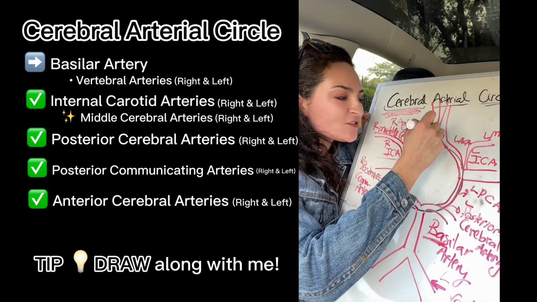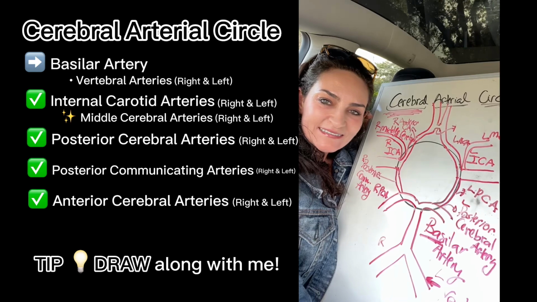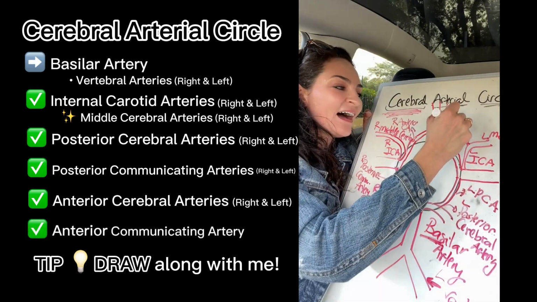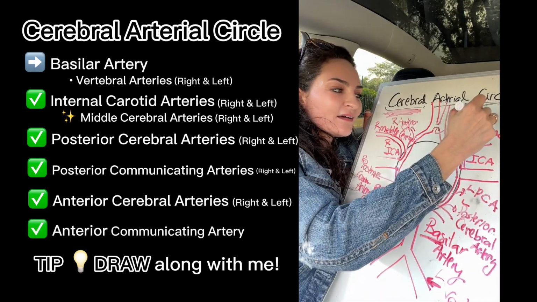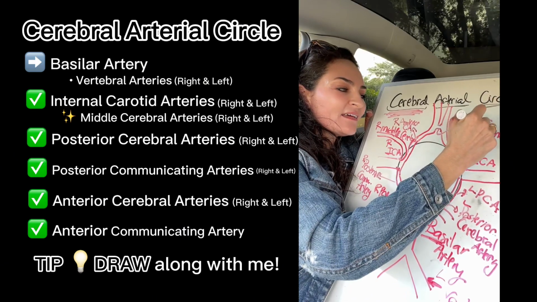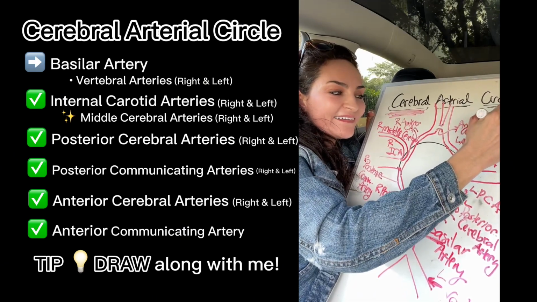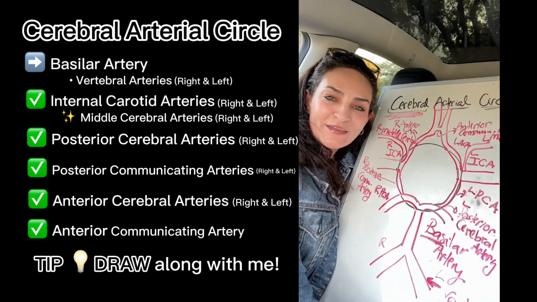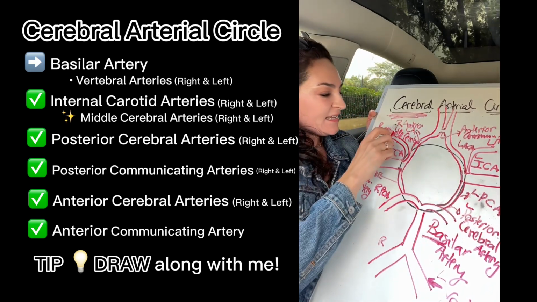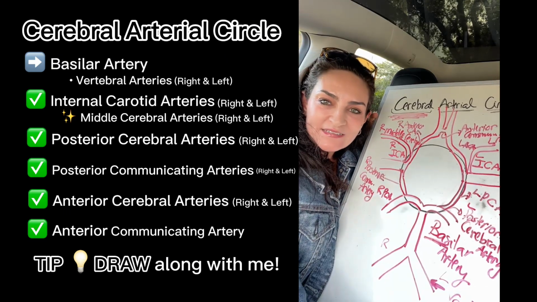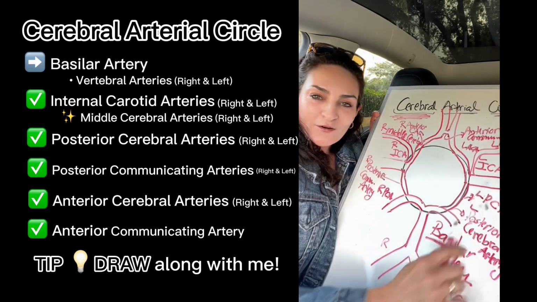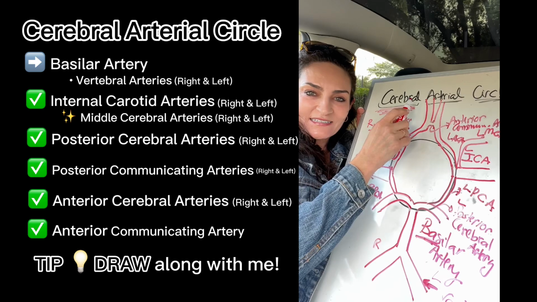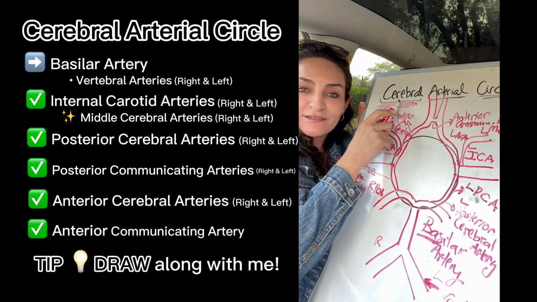How do you believe this communication was named? This is the anterior communicating artery. And the anterior communicating artery communicates the right and left anterior cerebral arteries. It's a circle of arteries, and they supply blood to the cerebrum.